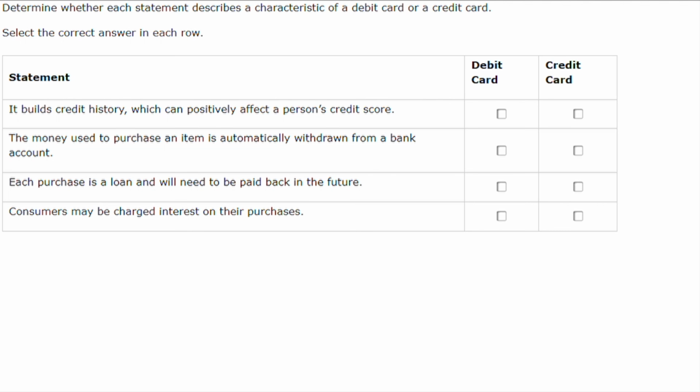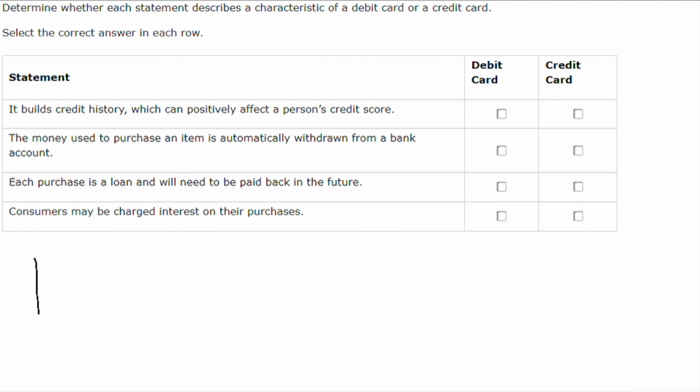Let's dive into question number 5. It says, determine whether each statement describes a characteristic of a debit card or a credit card. What's the key difference first between a debit and a credit card? A debit card is going to take money from your bank account.